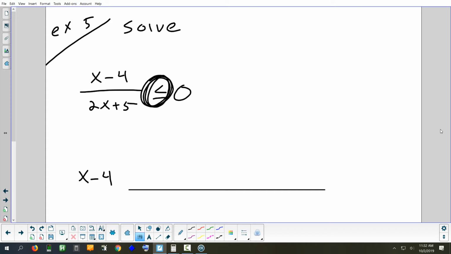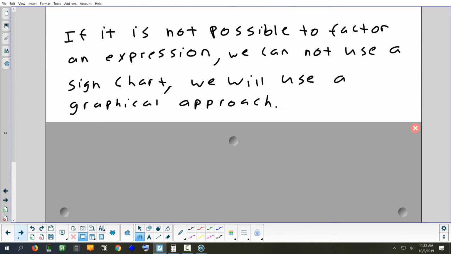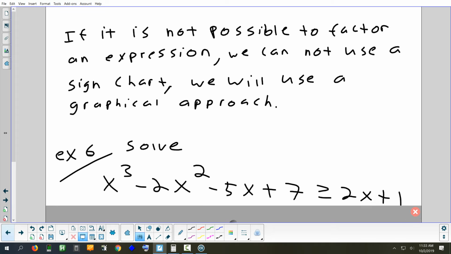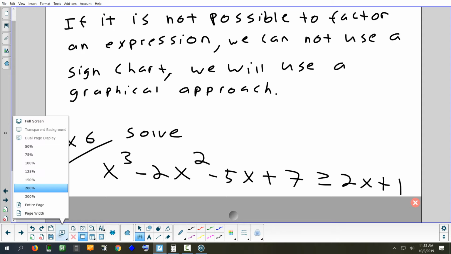Other than that, this problem is exactly the same. You'd really do this exactly the same way you would do this. There's no difference in the approach to how you'd solve either of those problems. And we just did one like that. Right here. So, last part of this section is if you can't factor it, you can't do a sign chart. Okay? So the only other way to do it now is to graph it. So let's try one with graphing.